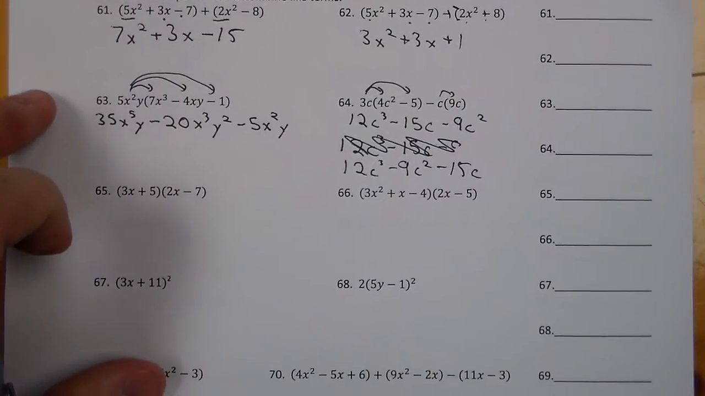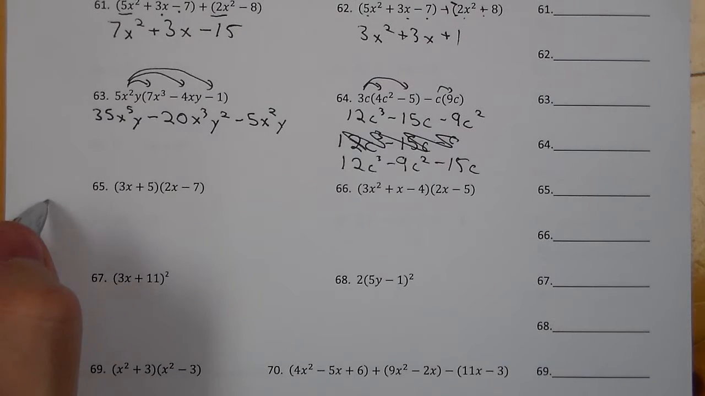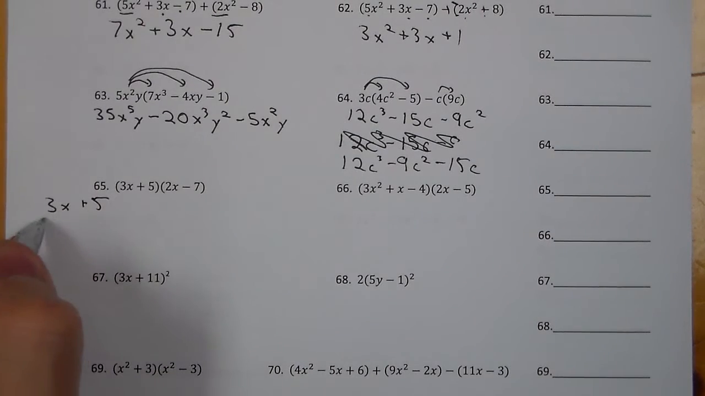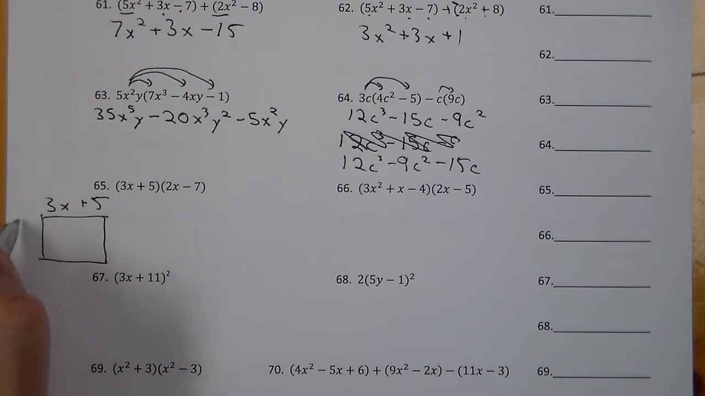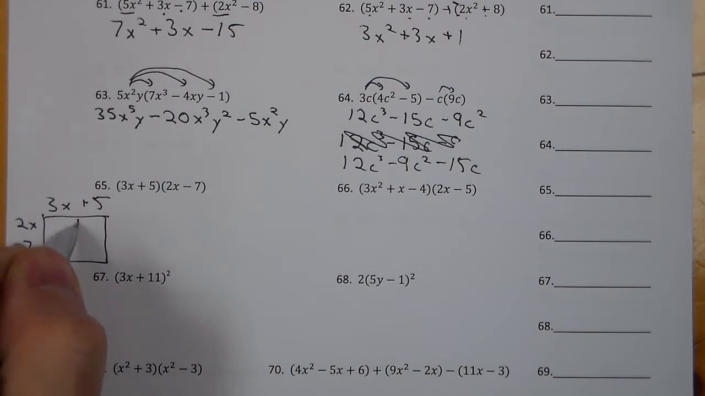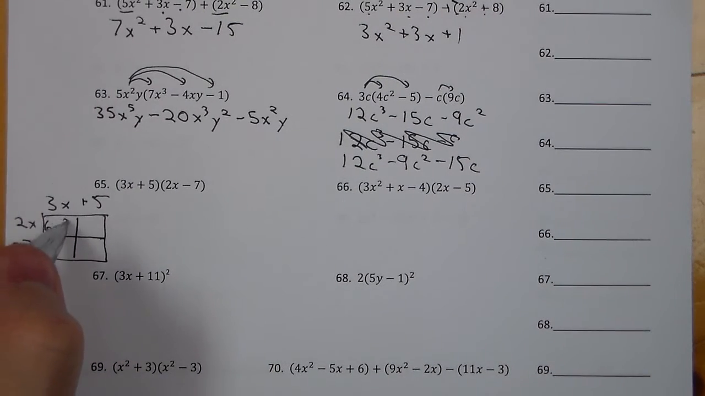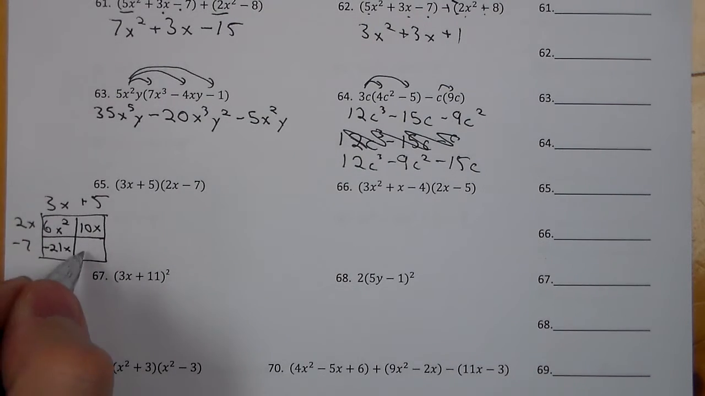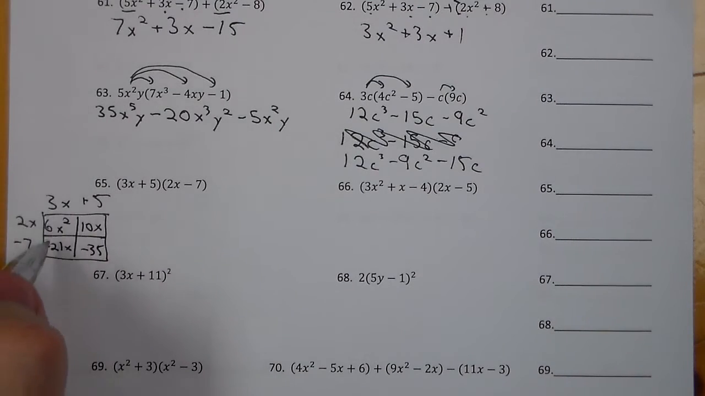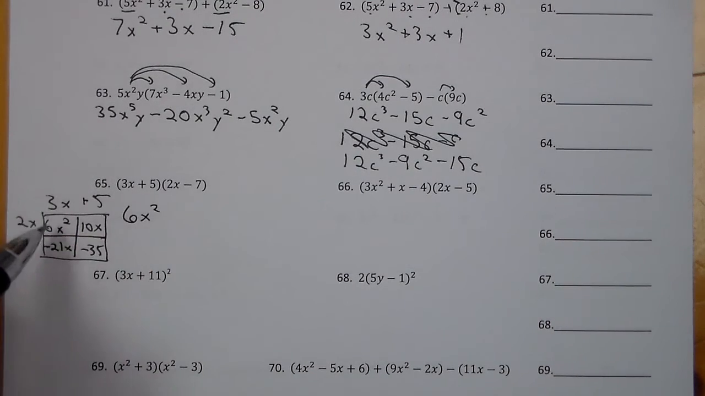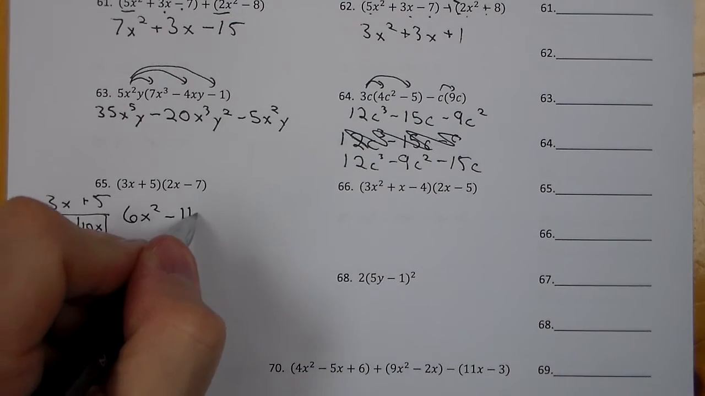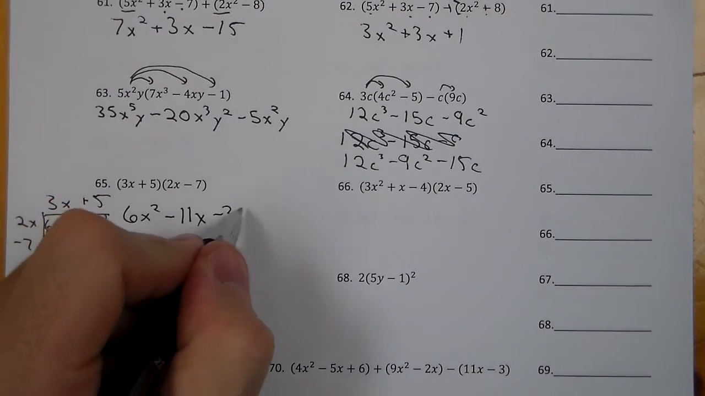For 65, we need to multiply binomials. I commonly tell my students to make a box and multiply, but some want to do FOIL. Whatever method, just make sure you are multiplying correctly through the terms. We got 6x squared, a 10x, negative 21x, and negative 35. So I got 6x squared here, 10x and negative 21x is negative 11x combined, minus 35.